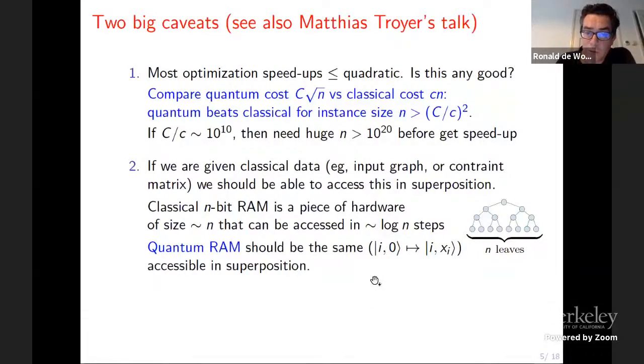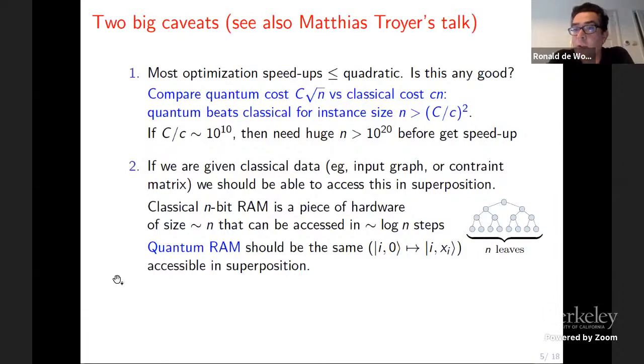So I want to be able to run this unitary here, the unitary that takes |i, 0> to |i, x_i>. So something that allows me to access the ith bit of the input. And then it should be coherent, meaning that I could actually run this on a superposition of i's. And this is what I call a quantum RAM.